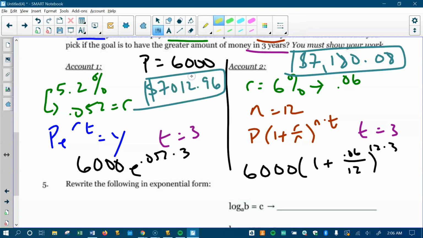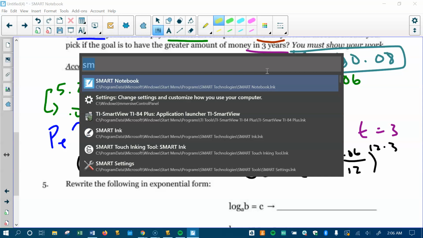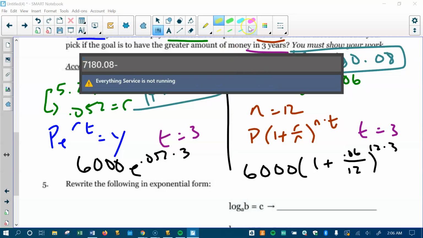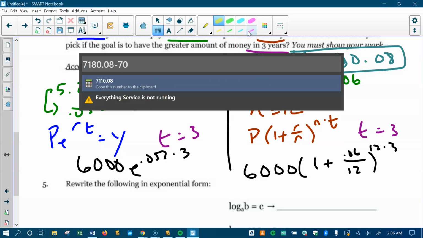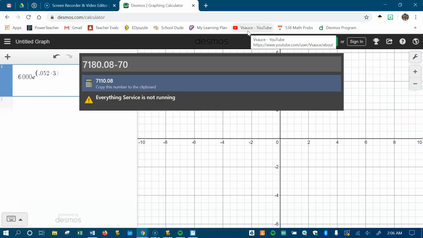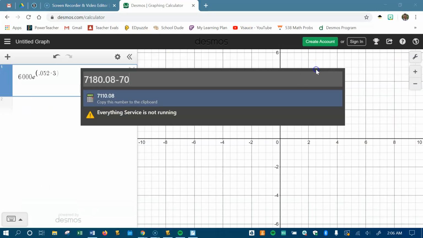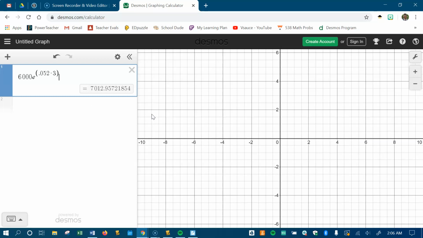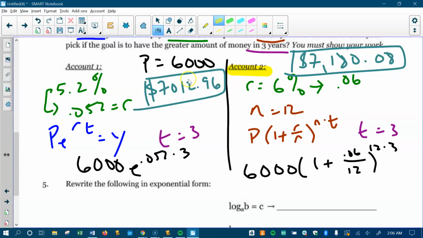So account number 2 wins by about, let's see how much that would be. I know it doesn't ask for it, but just in case it did. Minus 7,000. So $12.96. So my $167, account number 2 is the better one.